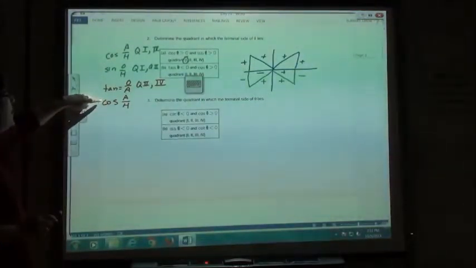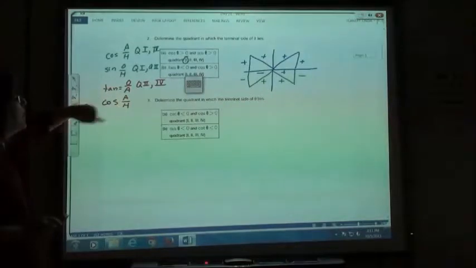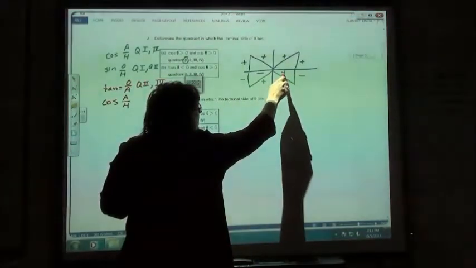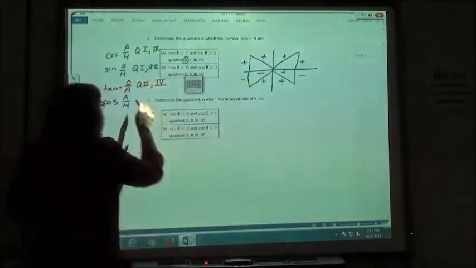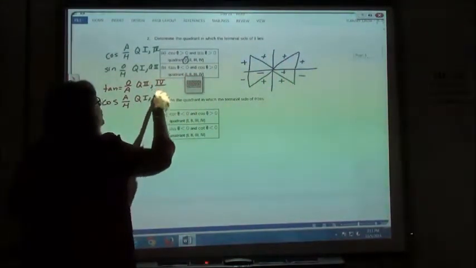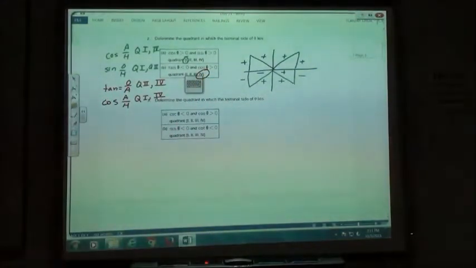Cosine, I want my cosine to be positive. So I want my adjacent to be positive because my hypotenuse is always positive. My adjacent side is positive here in quadrant 1 and quadrant 4. And so in this case, quadrant 4 is where my tangent is negative, but my cosine is positive.